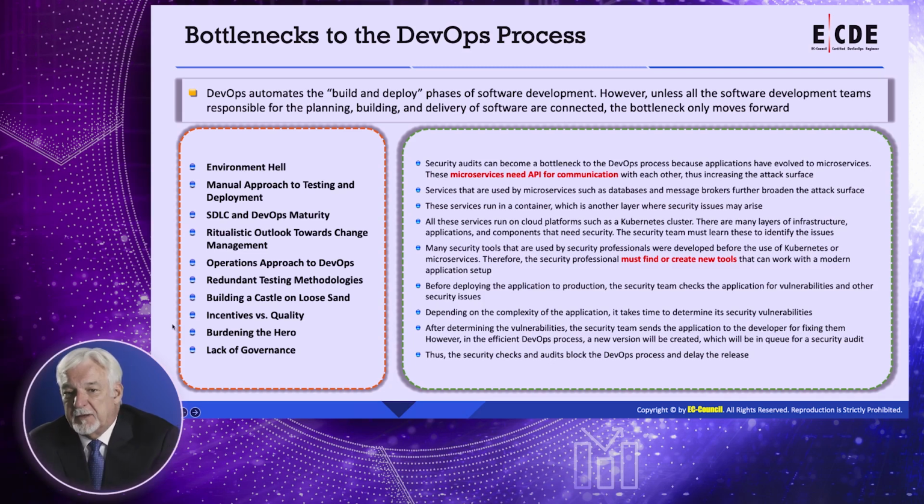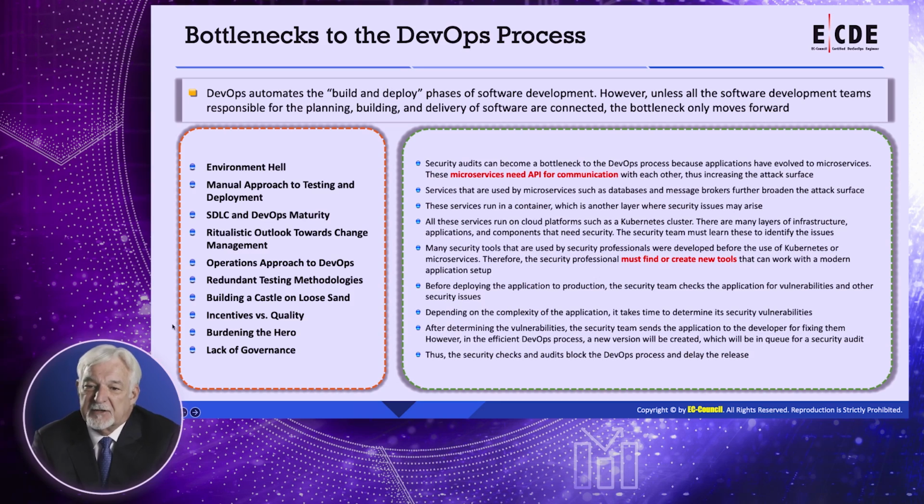Typically, before deploying the application to production, the security team checks the application for vulnerabilities and other security issues. Depending on the complexity of the application, it can take a lot of time to determine the vulnerabilities and the details about a vulnerability. And even after determining the vulnerability, the security team has to send the application to the developer for fixing the problems. However, in the efficient DevOps process, a new version will be created, which will be in queue for a security audit.